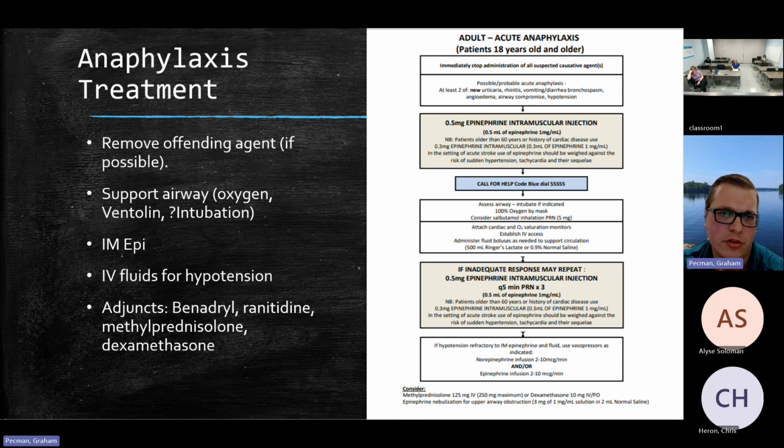But like I mentioned, the most important intervention with any anaphylaxis reaction is the early administration of epinephrine. It'll actually reverse all of those physiological causes of this shock state.